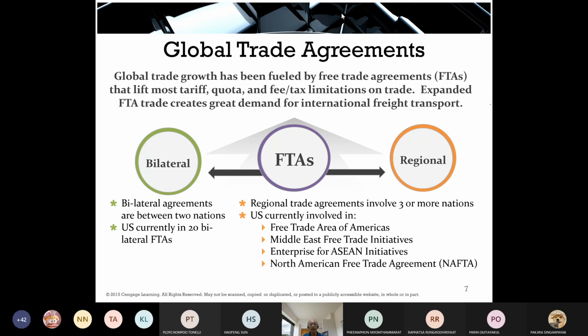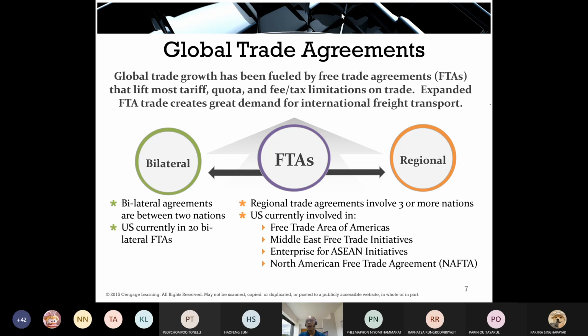So let's talk about global trade agreements. I know that we have already talked about some of these trade agreements in chapter 2, but let's talk about it again in detail. Global trade agreements, what does it mean? It means the agreement between countries.